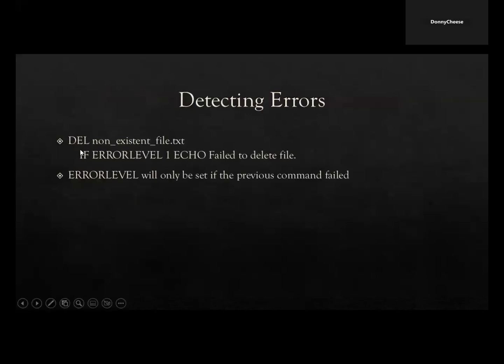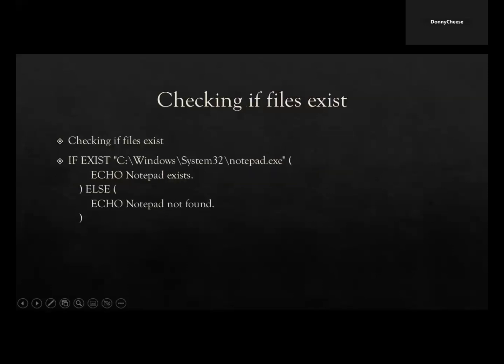So, for example, let's say we did del non-existent file.txt. That would set error level to 1, and then we can do an if error level 1. We can either echo, or we can create the file or run another command. So again, as the example, we have if notepad exists, it spits out notepad exists. If it can't find notepad, no notepad was found.